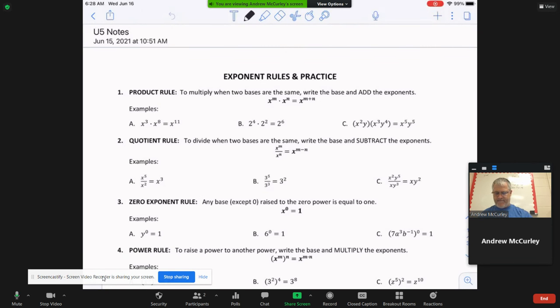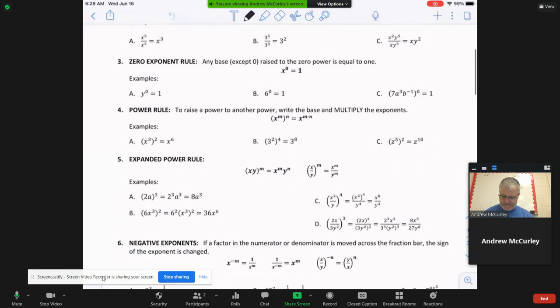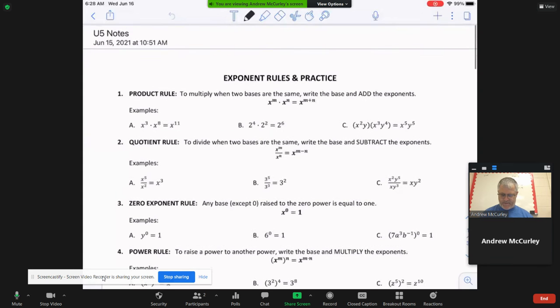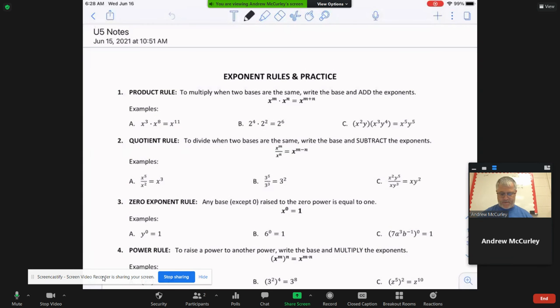Okay, we're going to do Unit 5 right now. It's all about exponents. I've got this one summary sheet, and this is really everything that we need to know about exponents. The big thing that we need to know about exponents, there we go.